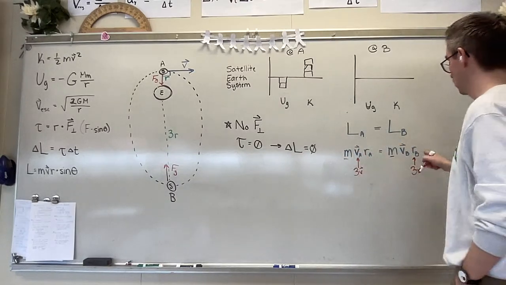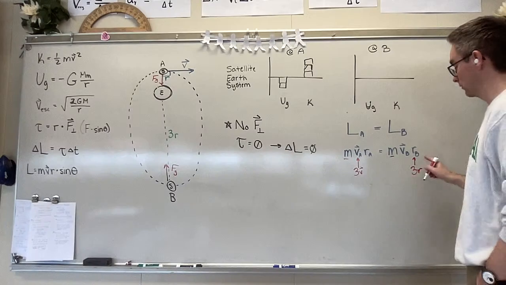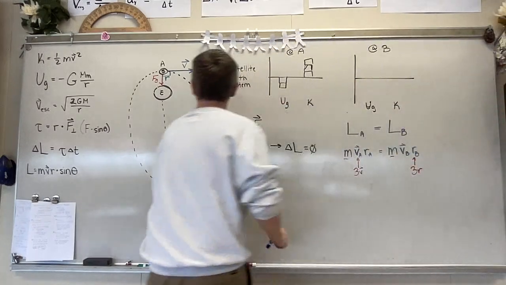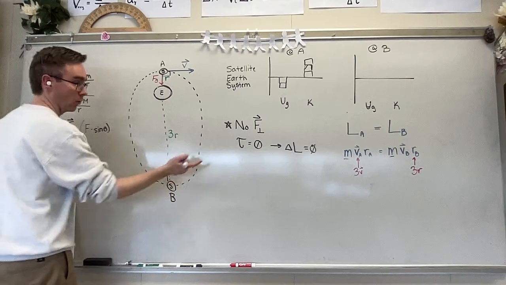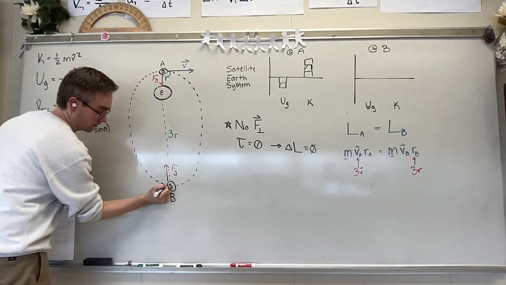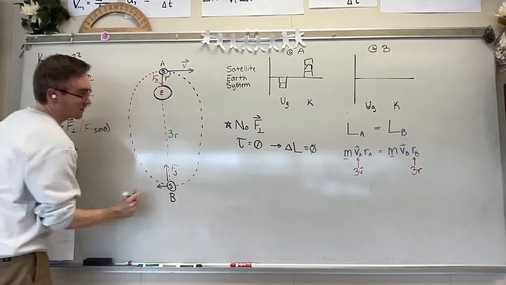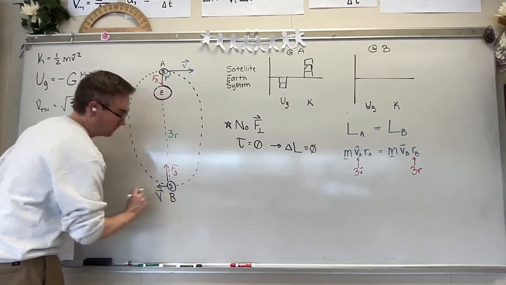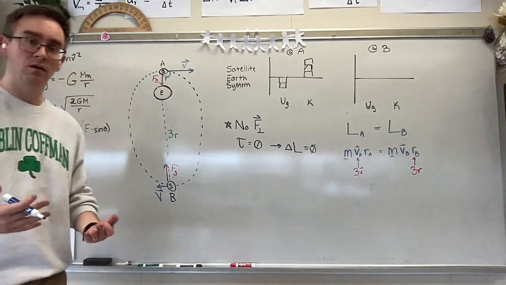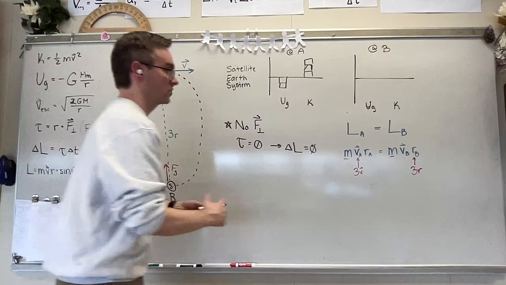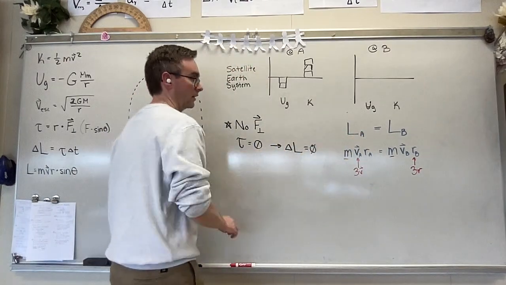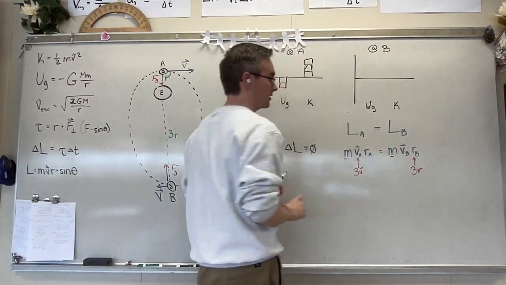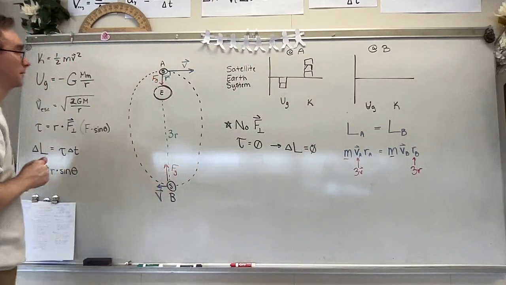R values here, we have 3R here, right? Which means to make these equal, the velocity at B has to actually be going slower than at A. So I'm going to draw my velocity vector there, but I'm going to draw it a lot smaller. Again, it's going slower, but angular momentum is conserved. It's conserved because there's no torque acting on it, right? And so those two values are going to be the same, just as we break them down here, right?